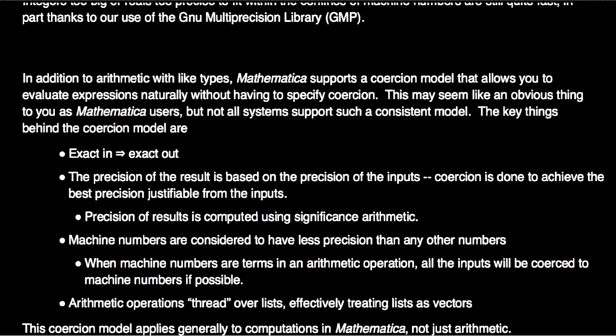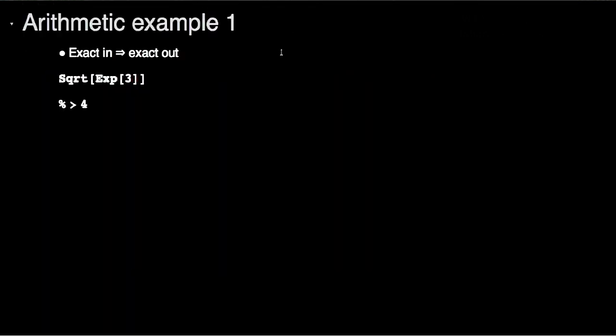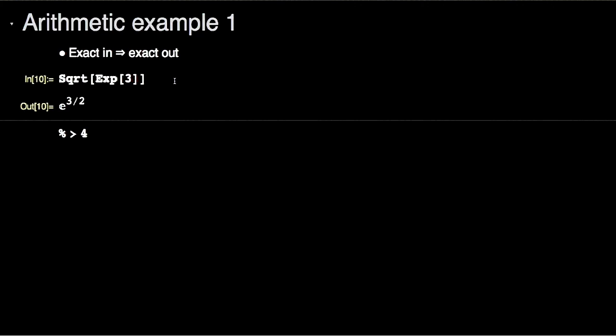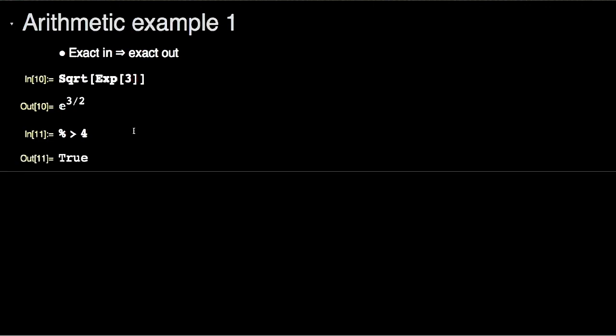Okay, so let's keep moving forward. So here's a simple example. Exact in, exact out. So if I do square root of e, I notice that this has been simplified, but it's still an exact result. So Mathematica puts things into a canonical form. It does some arithmetic, but it doesn't change. These are exactly the same number. Okay, there's no change except in form being made. But you can still do computations with that. For example, I can compare if that's greater than or equal to 4 or not.